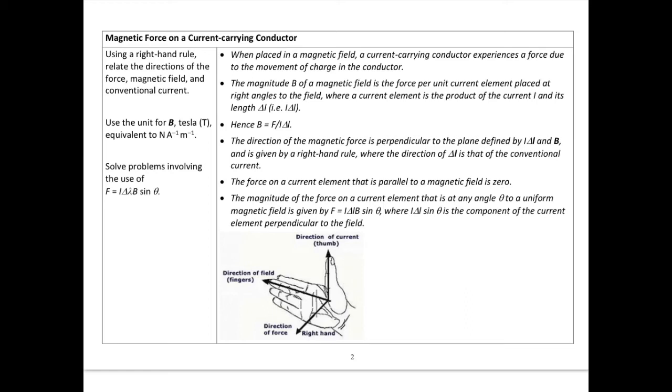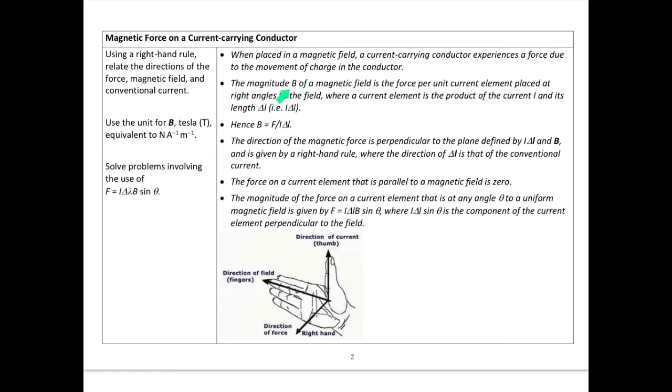So we're going to talk about how we use the right-hand rule to work out the direction of the force. And then we're going to talk about the formula that is used to work out the magnetic field strength and hence the amount of force that is produced. So, when placed in a magnetic field, a current-carrying conductor experiences a force due to the movement of charge in the conductor. So basically, the two magnetic fields interact.